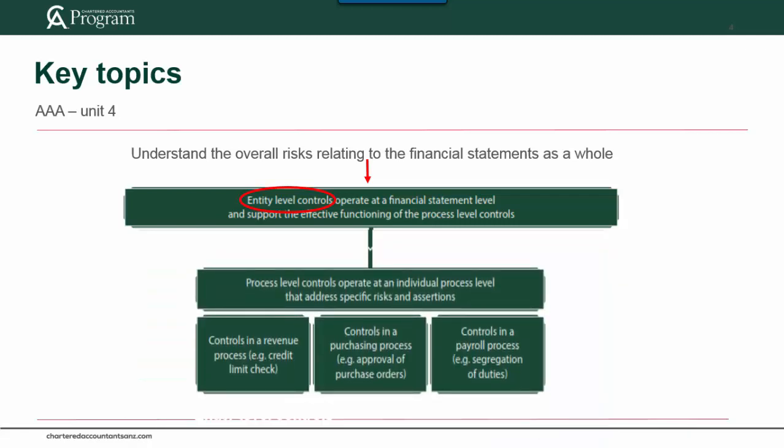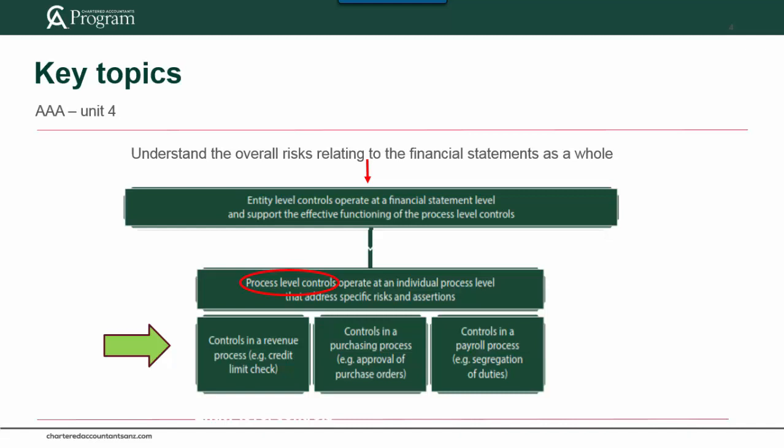After understanding the entity-level controls, the auditor obtains an understanding of control activities. These controls are referred to as process-level controls in this module. And examples of these process-level controls are controls in the sales, purchasing, or payroll processes.